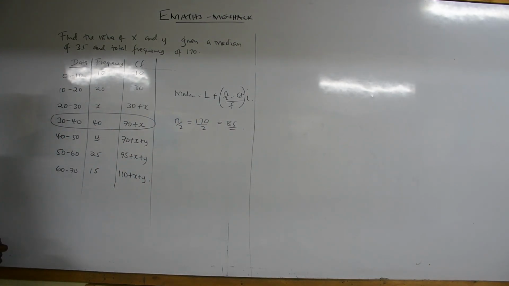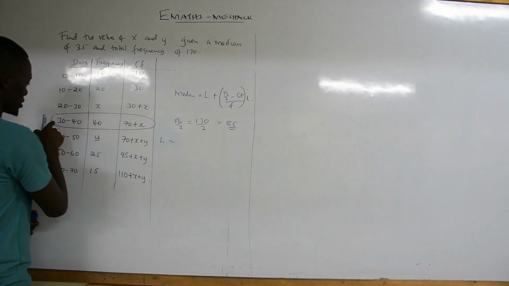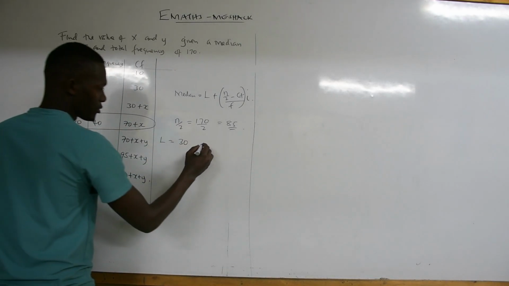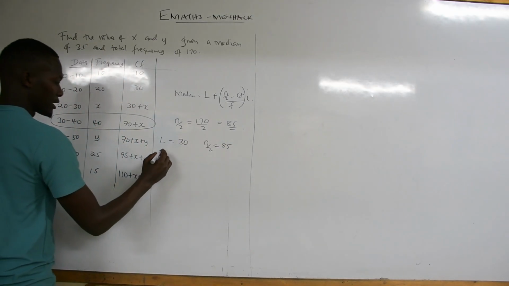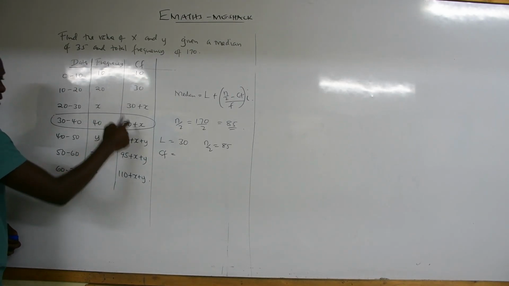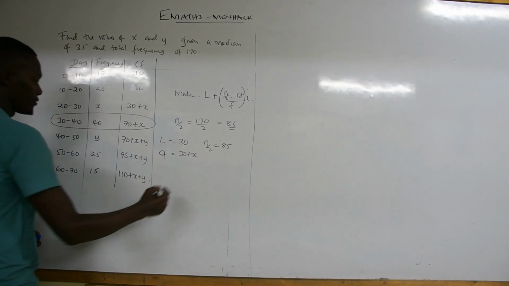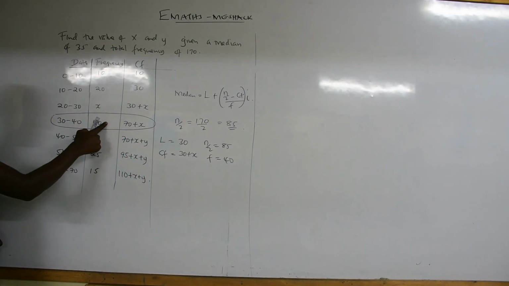So now, assuming this is our value, we can get our L. Our L in that case will be the lower class limit, which is 30. And we have found that n over 2 is given by 85. The cumulative frequency above this is 30 plus x. Then what else? The frequency of the class is 40.